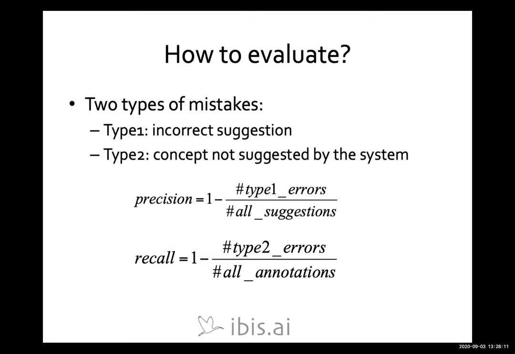I'll show some numbers to show how well the suggestion engine is working. But before that, I need to introduce what precision and recall mean. Precision is basically the percentage of suggestions that were validated by the annotators, and recall is the percentage of validated concepts that were actually suggested.